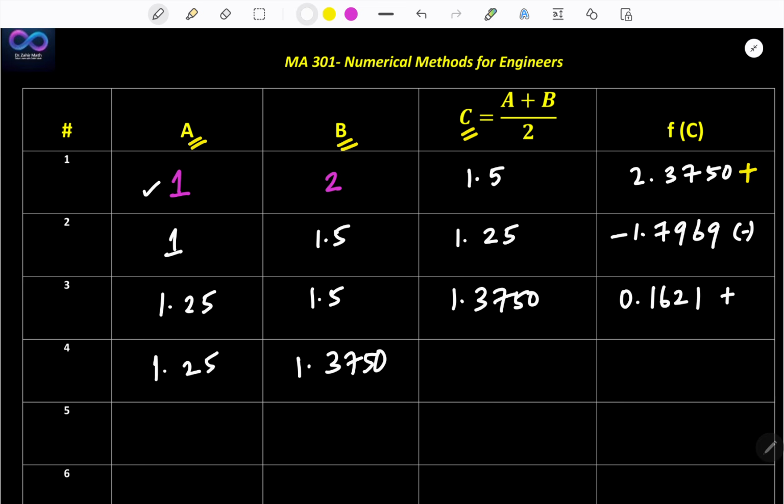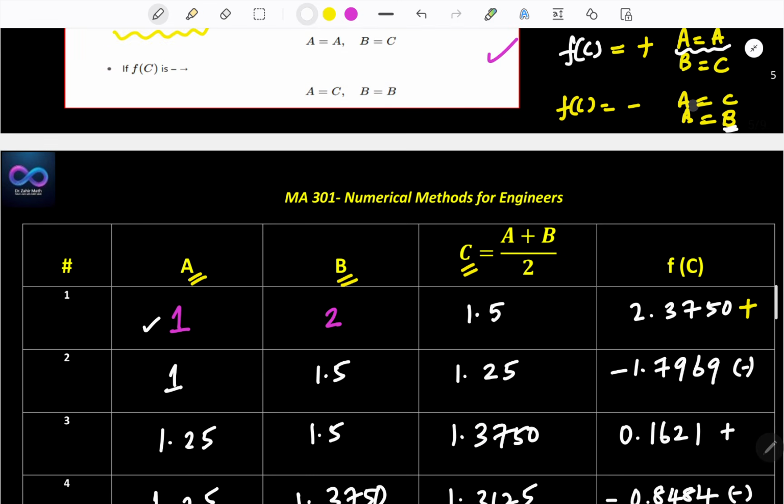A is equal to 1.25. Press equal. 1.3750 for B value. And press equal. What is your C value? It is 1.3125. Again press equal. You will get negative 0.8484. Are you getting this? Yes. Is it positive or negative? It is negative. If it is negative, A becomes C.